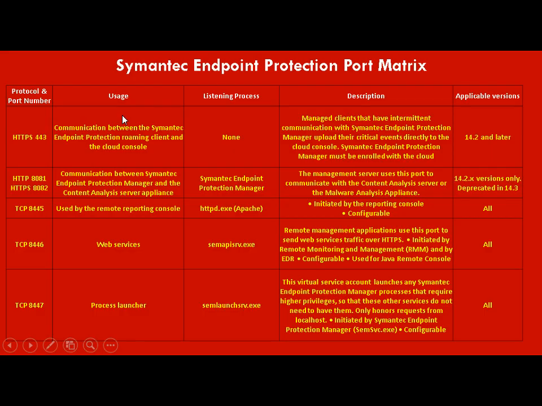Now this is the last page for this particular port matrix. HTTPS 443, this particular port is used for communication between the Symantec Endpoint Protection roaming client and the cloud console. Since it is cloud based, there are no local services or listening process. The description is that managed clients that have intermittent communication with Symantec Endpoint Protection Manager upload their critical events directly to the cloud console. So Symantec Endpoint Protection Manager must be enrolled with the cloud. This is a cloud service and the version is 14.2 and later. Next is HTTP 8081 and 8082.